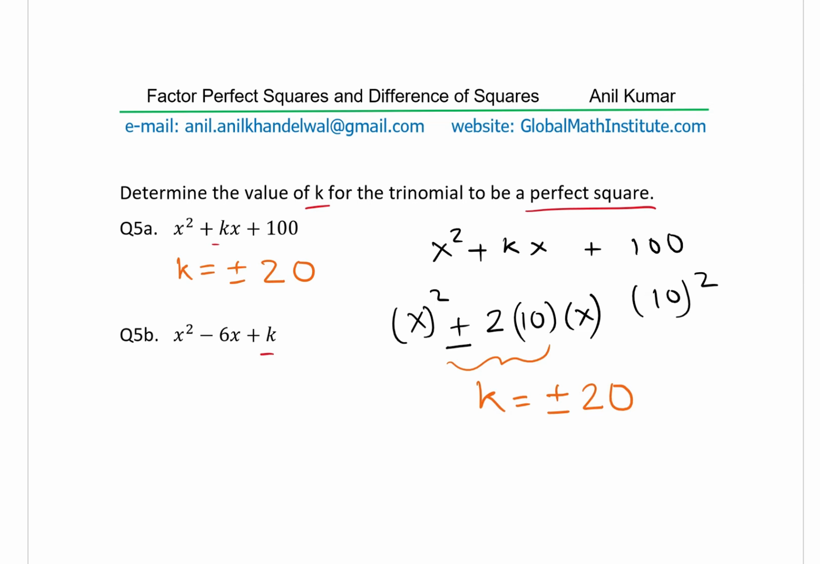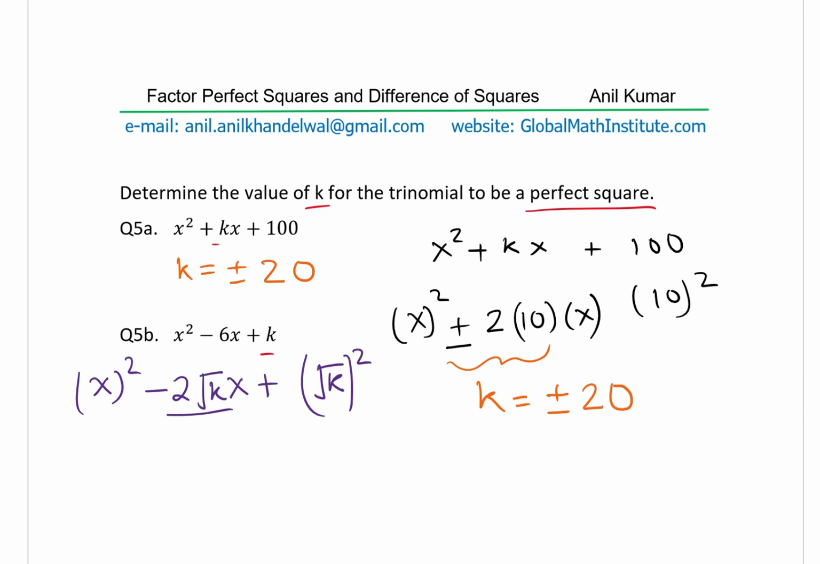Now let's do the second one. I'd like you to pause the video, perform this operation and figure out what k is. This time k is a constant. So we have x squared minus, we don't know what this k is, but we can always write this as square root of k whole squared. This is a very critical step. The center term can now be written as 2 times square root of k times x. Does it make sense to you?